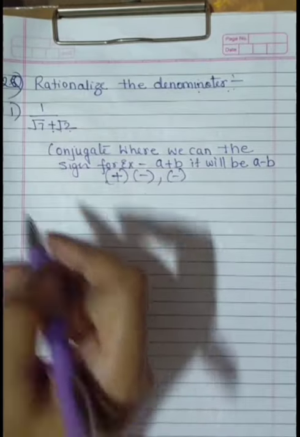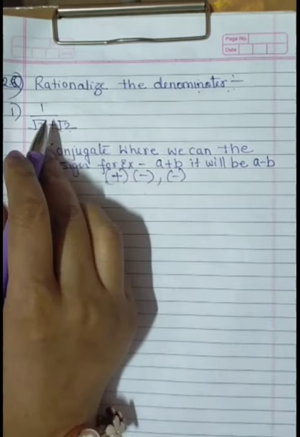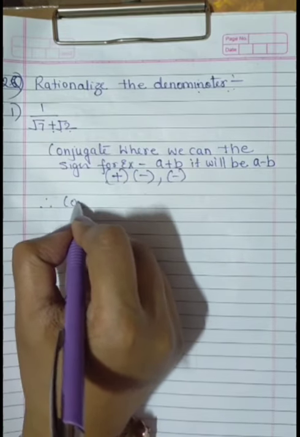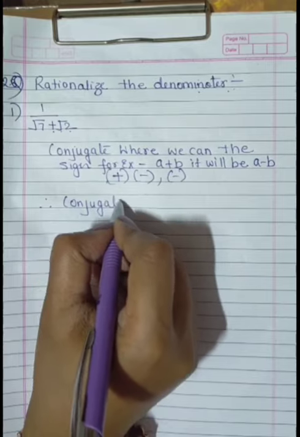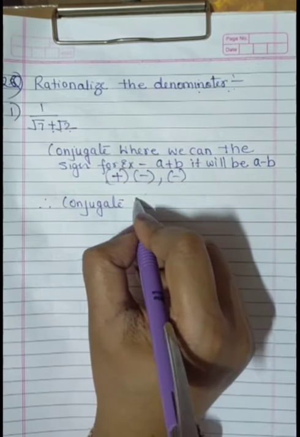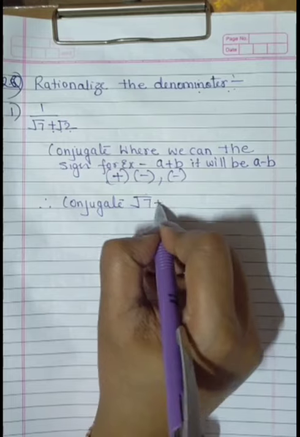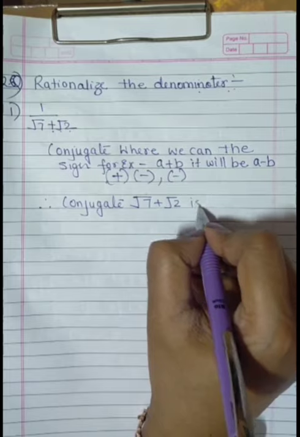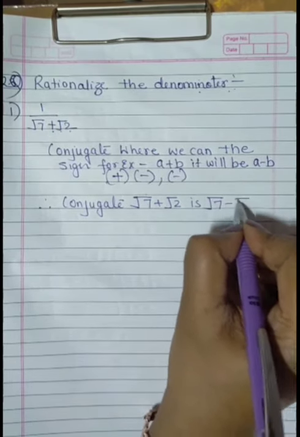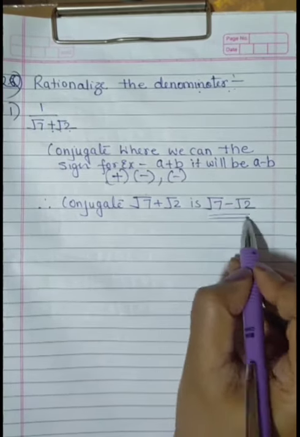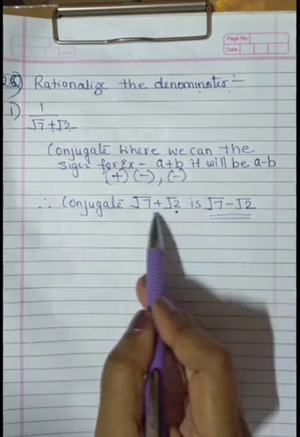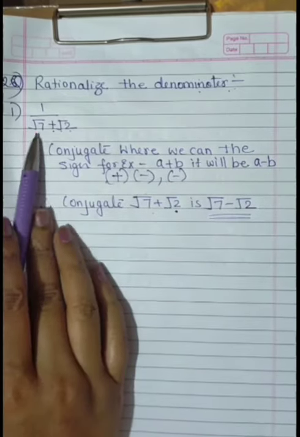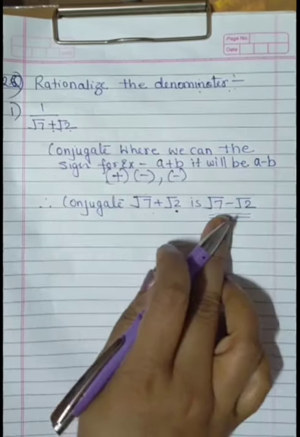Okay, now I am writing here for this sum we have, therefore conjugate of square root 7 plus square root 2 is square root 7 minus square root 2. Okay, this is the conjugate of this factor. Okay, now I am going to solve the sum with the help of this one.